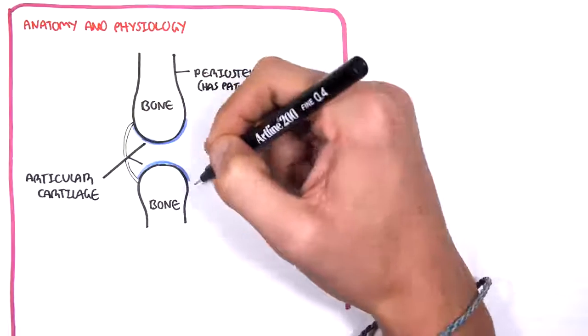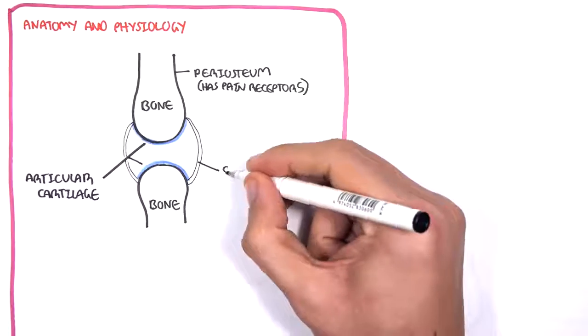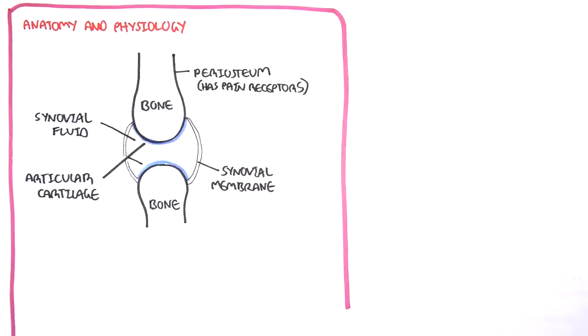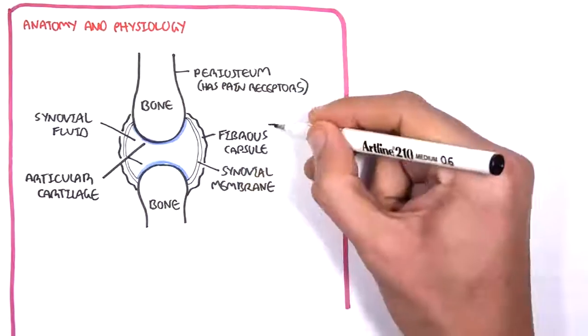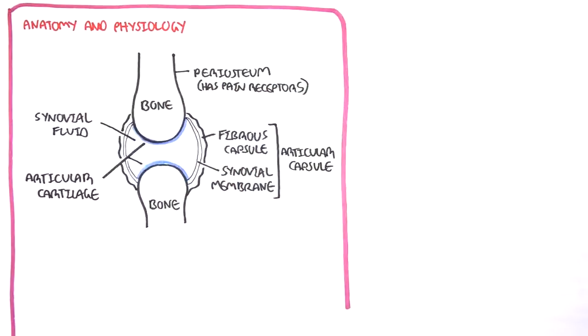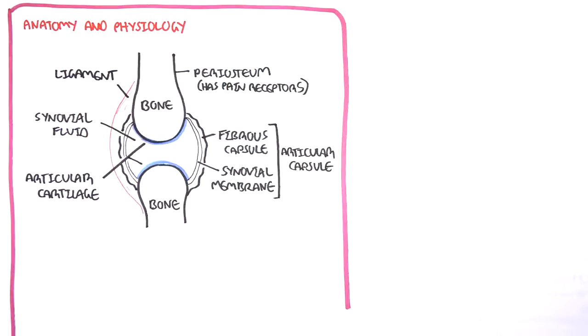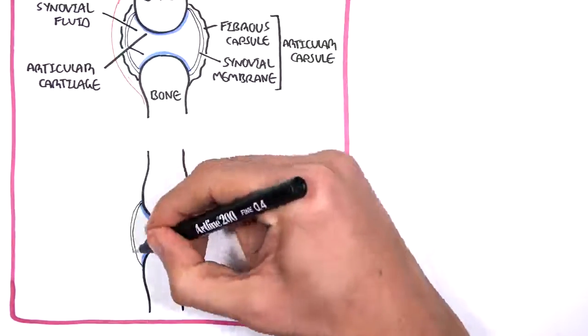Surrounding the synovial joint is the synovial membrane. The synovial membrane produces what's known as synovial fluid. Now, surrounding the synovial membrane, you have the fibrous capsule, which together with the synovial membrane forms what is known as the articular capsule. The synovial joint is also further stabilized by ligaments. And there are many ligaments depending on which synovial joint you're talking about. Let's look at another diagram now, drawing out the same structures.